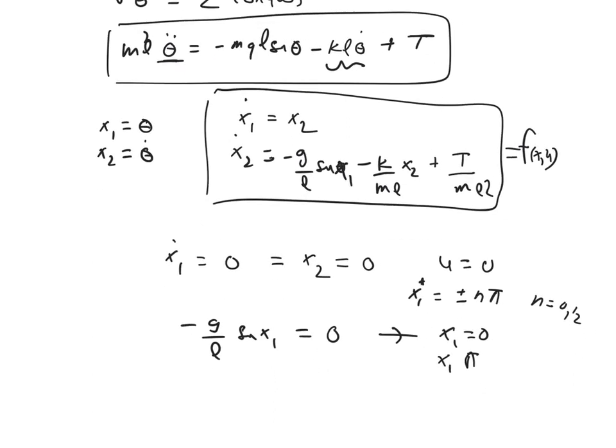So that's like multiple equilibrium points, right? You can write your x star equals n pi, where n equals 0, or plus minus 1, plus minus 2, and 0. So this is your equilibrium point, and it is isolated. And when you do the stability analysis, we will find that one is stable and one is unstable. Okay, so that's one case. Questions on this?